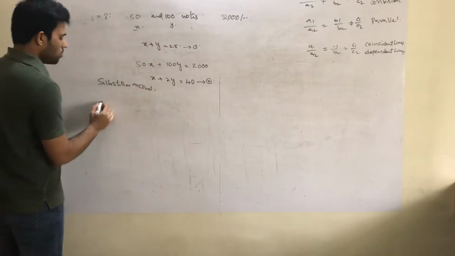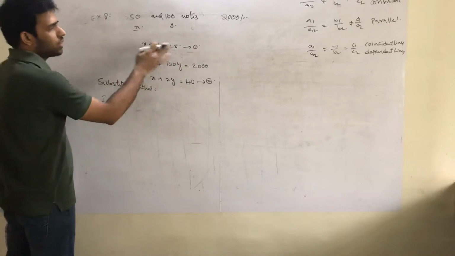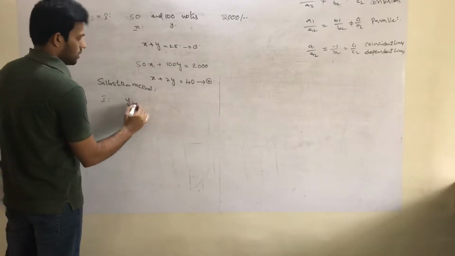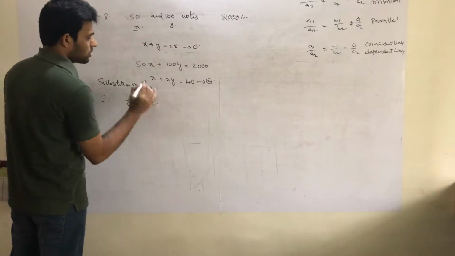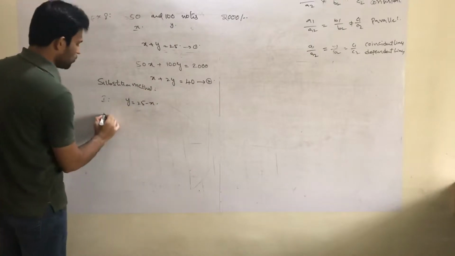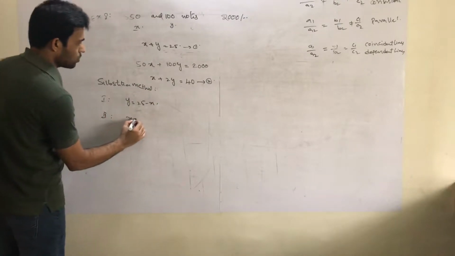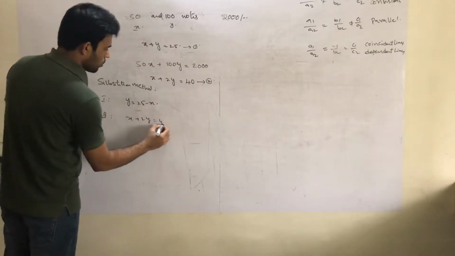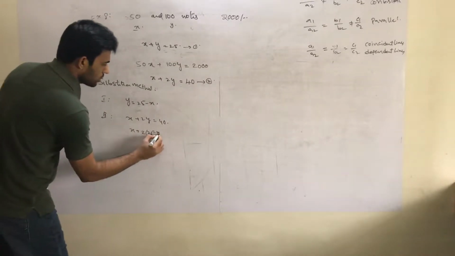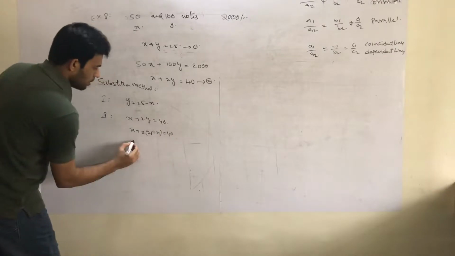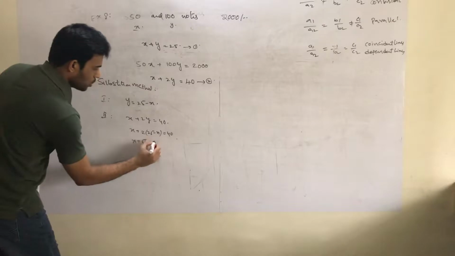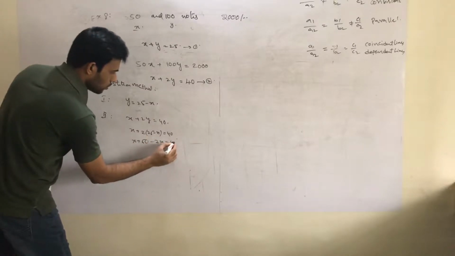In the substitution method, what is step 1? The first equation you need to write Y in terms of X. So Y becomes 25 minus X, right? Now substitute this value into equation 2, which is step 2. What is equation 2? X plus 2Y equal to 40. So X plus 2 into Y, which is 25 minus X, equal to 40. So X plus 2 into 25 is 50, minus 2 into X is 2X, equal to 40.